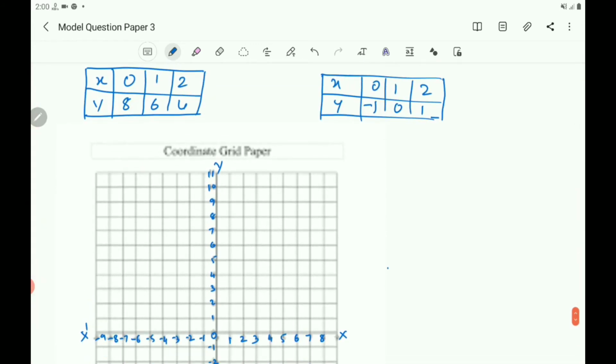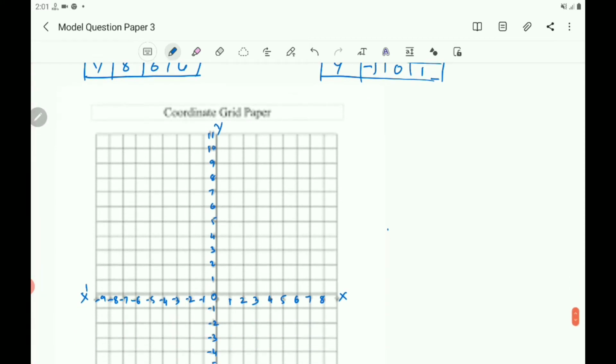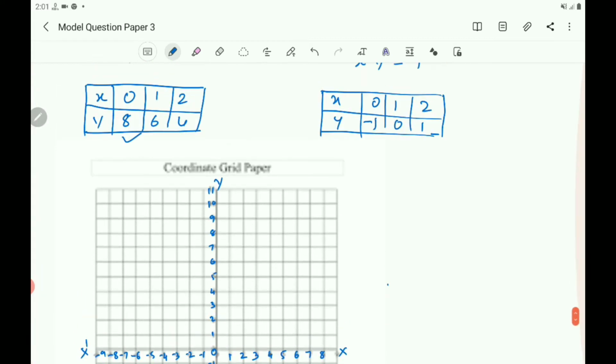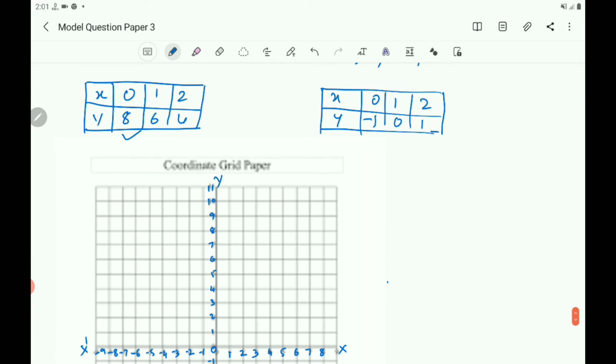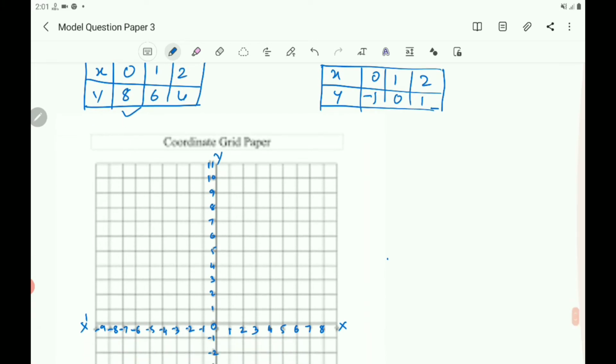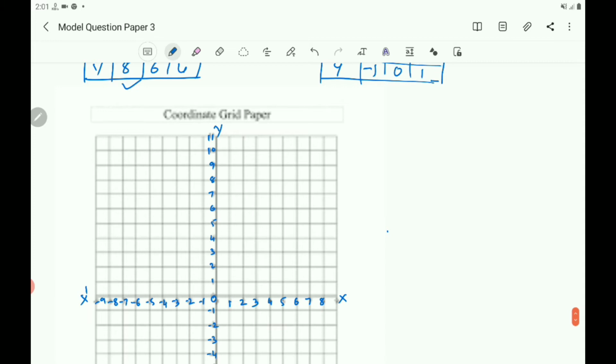Now you have to mark the point. Before that you write the scale. Here what you have taken, as the maximum is 8 on the y-axis and maximum is 2 on the x-axis. So you can take 1 centimeter equals 1 unit, or 2 centimeter equals 1 unit also. So you write the scale. 1 centimeter equals 1 unit we have taken here.